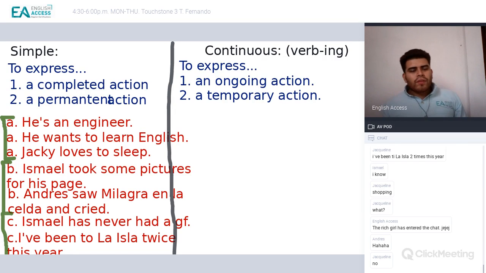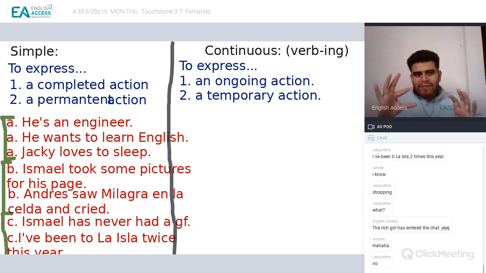Okay, so very easy. If you have a notebook, please take notes. These notes are very simplified. They will make your life easier.